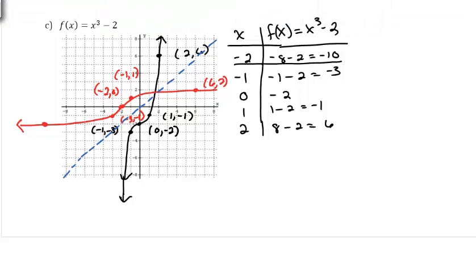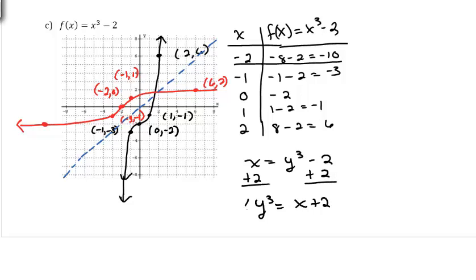So now let's go back and find the inverse of this function. So again, this is going to become x, and this is going to be y. So we're going to have x equals y cubed minus 2, and we want to solve this for y. So add 2 to both sides. We get y cubed equals x plus 2. And then to uncube something, we would take the cube root on both sides. So our inverse function is the cube root of x plus 2.